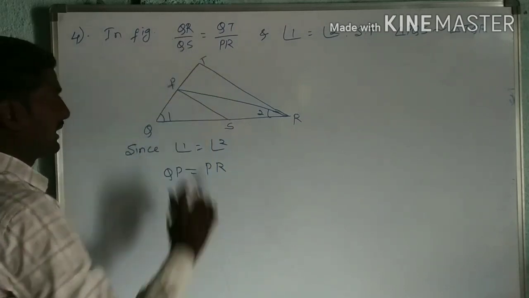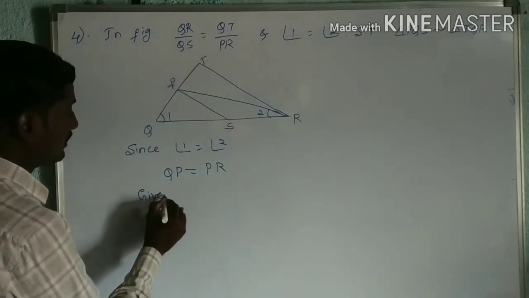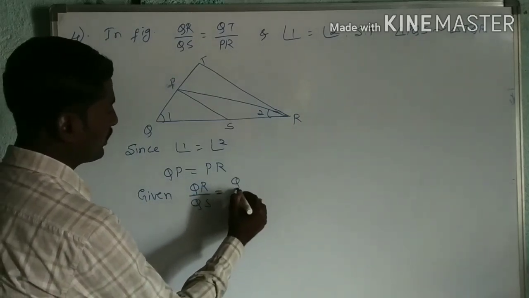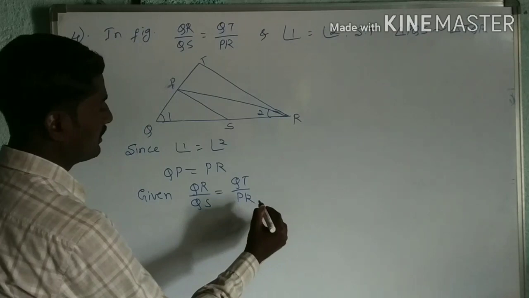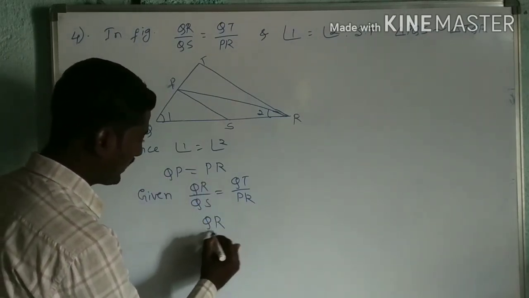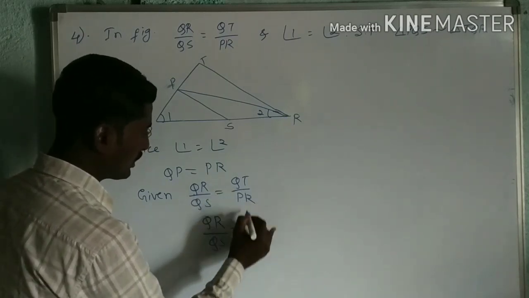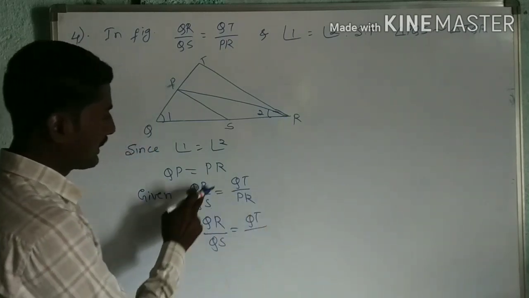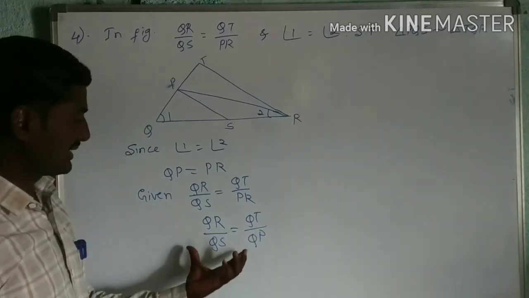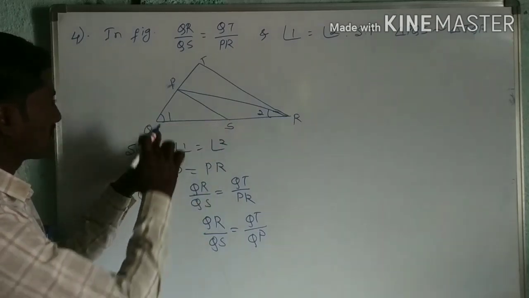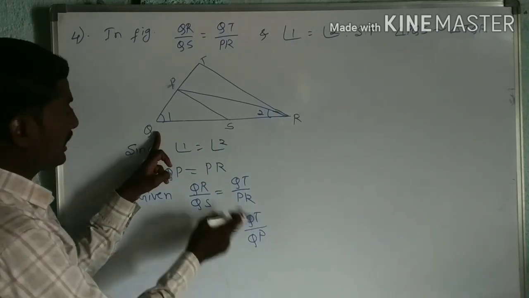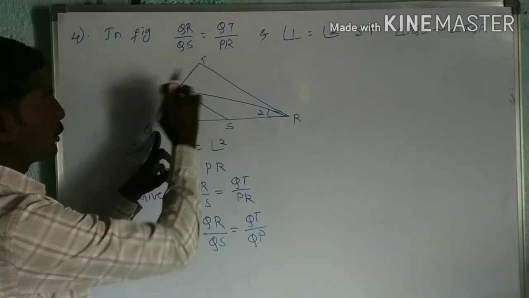Now let us take the given condition. Given: QR divided by QS is equal to QT divided by PR. Now let us use this condition here. QR divided by QS is equal to QT divided by, in place of PR I can write QP. And now you see this in the diagram. QR by QS, QT by QP.